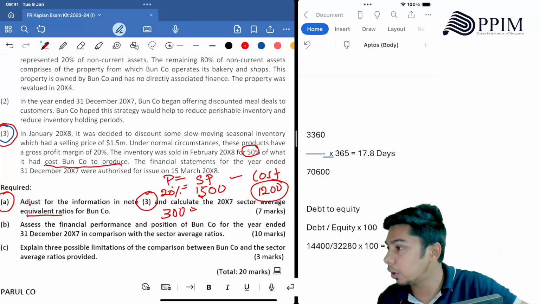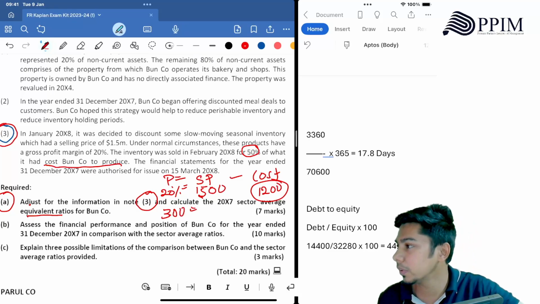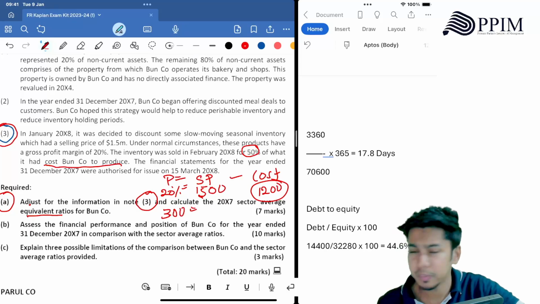Online students, are you all okay with how I got 1.2 million? Let me know whether things are okay with you. How I got 1.2 million. All good? Anyone unclear, you tell me.